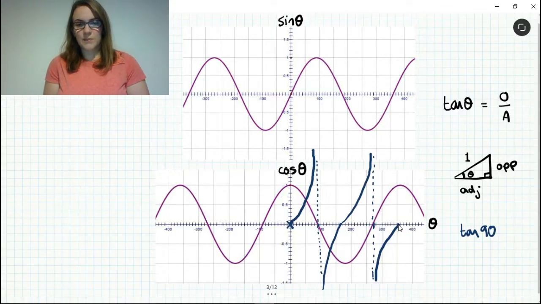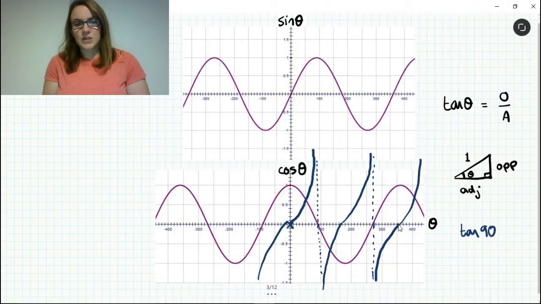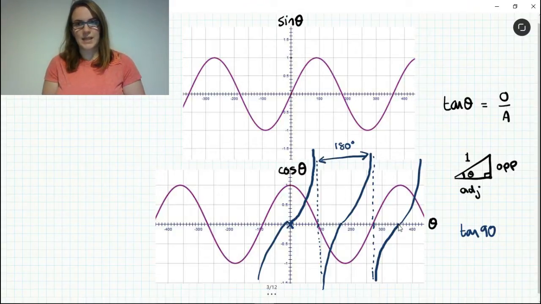This graph will keep repeating, so it does actually look like this, and it will repeat in both directions forever and ever and ever. So it actually repeats every 180 degrees. So that gap there is only 180, and then you'll get the same pattern the next 180.